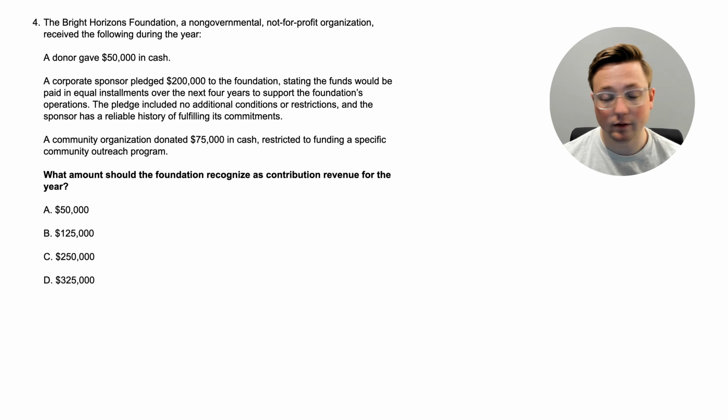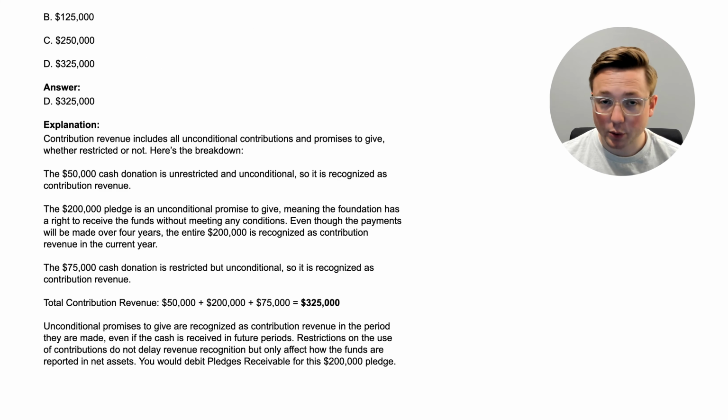So with all that and everything we've learned so far, what is the contribution revenue that they're going to recognize from all of these? This is throwing in one more thing that we haven't talked about. So pause the video, think through this, think through what we've learned so far, and when you're ready, come back, we will look at the answer together. All right, here we are. The answer is D, $325,000. So let's walk through this.